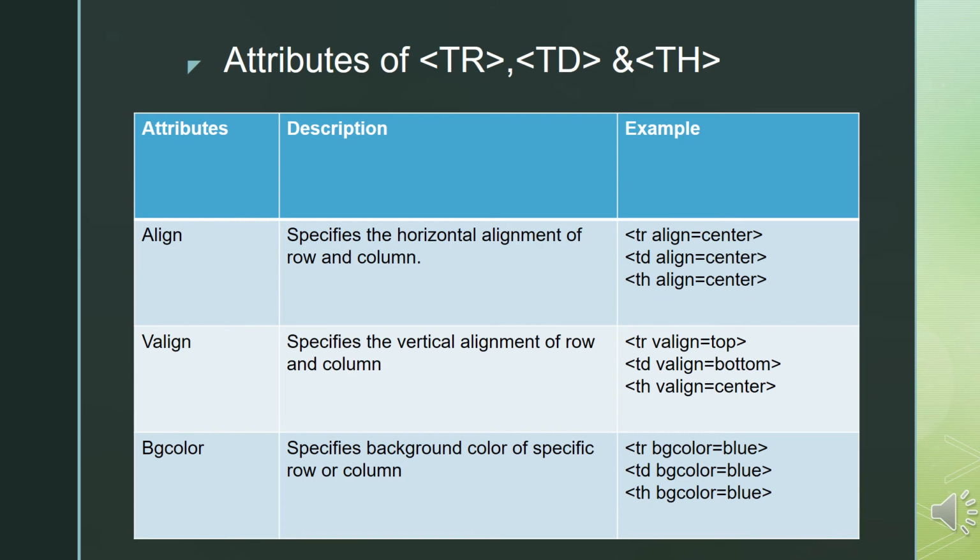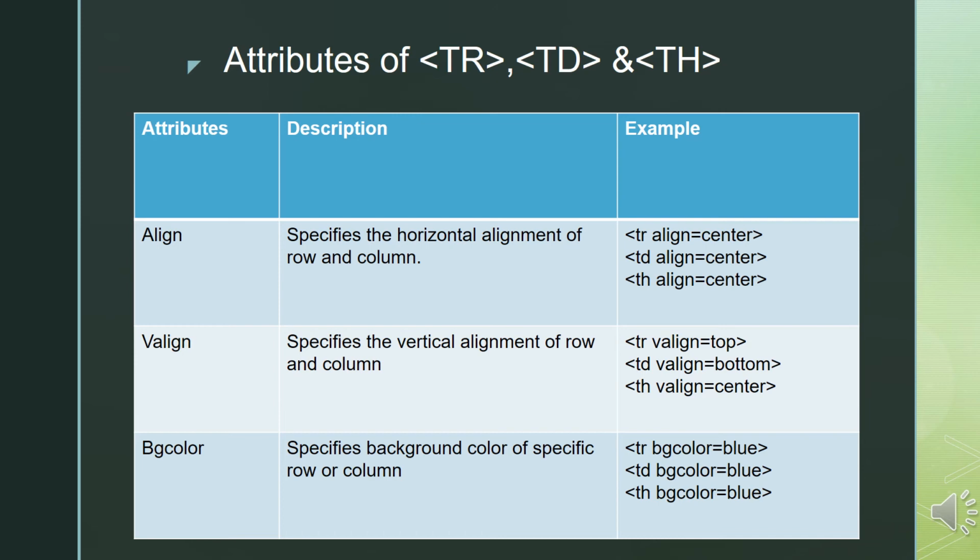The next attribute is V-align. V-align specifies the vertical alignment of a row and column. By default, the alignment is center. The value for the V-align can be top, bottom or center.